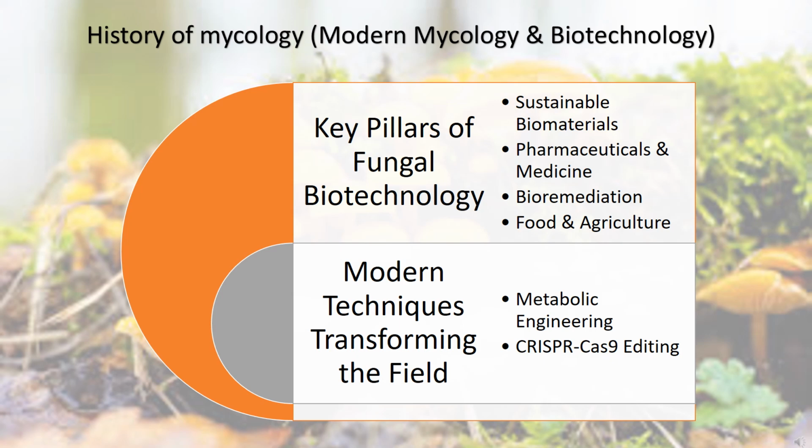Bioremediation. Biotechnologists utilize specialized fungal strains capable of breaking down environmental toxins and degrading tough plastics, like polyurethane, into harmless byproducts. Food and agriculture. Fungi are indispensable in alternative protein production, enzyme manufacturing, and biofertilizers that enhance soil health and crop resilience without harsh chemical additives. Modern techniques transforming the field. Metabolic engineering, modifying fungal genomes to hyperproduce specific, high-value enzymes, organic acids, and biofuels. CRISPR-Cas9 editing, allowing precise modification of fungal DNA to optimize industrial fermentation yields and discover hidden biosynthetic pathways.